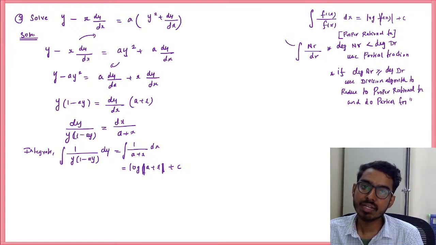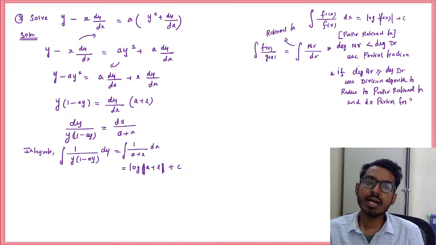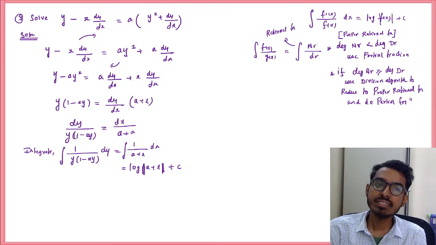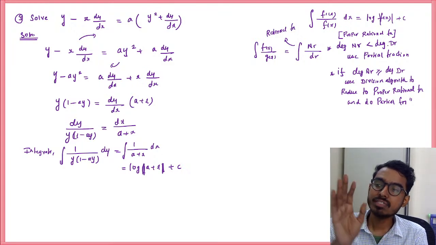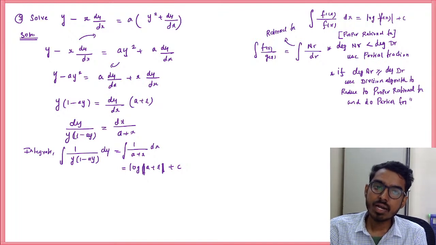So whenever you have a rational function, what is meant by rational function? f of x by g of x. Integration of f of x by g of x. If the degree of numerator is strictly less than the degree of denominator, it is called a proper rational function. You can do partial fraction directly. If not, you have to use the division algorithm to reduce it to a proper rational function and then do partial fraction, right?